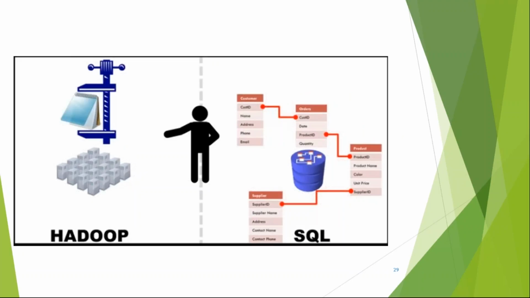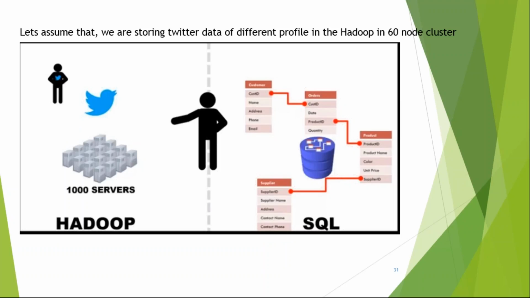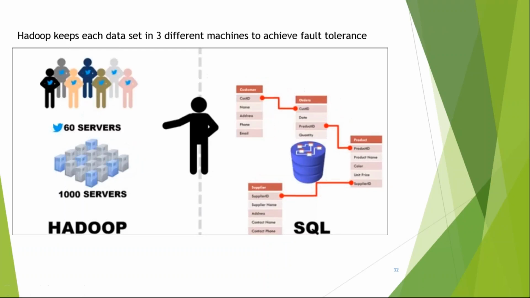But when it comes to Hadoop, how will the data be stored? In small chunks, in small blocks, in multiple machines, and each block will be processed individually. Let's take an example where we are storing some Twitter data into Hadoop. You have 1,000 servers, and we are loading some Twitter data into Hadoop. How will the Twitter data load? Some part of the data will go to one machine, some part to another, because it's a block, right? It will go in a distributed manner, right?